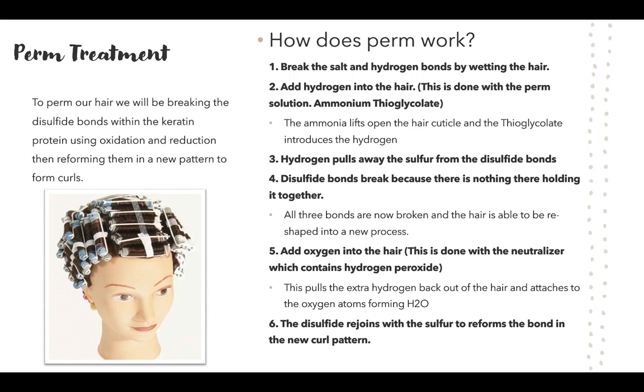Now, the hydrogen pulls away the sulfur from the disulfide bonds. The disulfide bonds break because now there is nothing there holding them together. Now, all three bonds are broken and the hair is able to be reshaped into a new pattern. Next, we're going to add oxygen into the hair. This is done with a neutralizer, which contains hydrogen peroxide. This pulls the extra hydrogen back out of the hair and attaches it to the oxygen atoms, forming H2O. The water leaves the hair, and finally, the disulfide rejoins with the sulfur to reform the bond into a new curl pattern. So now we're going to look at the relaxer treatment.